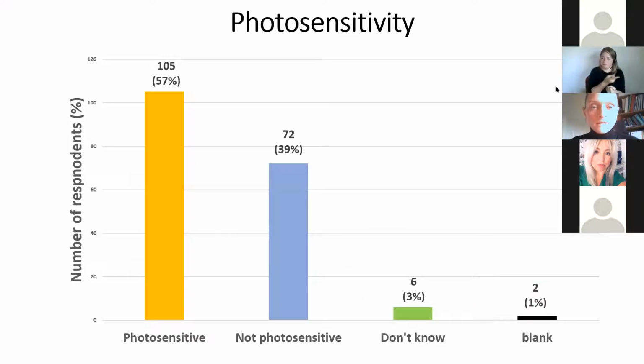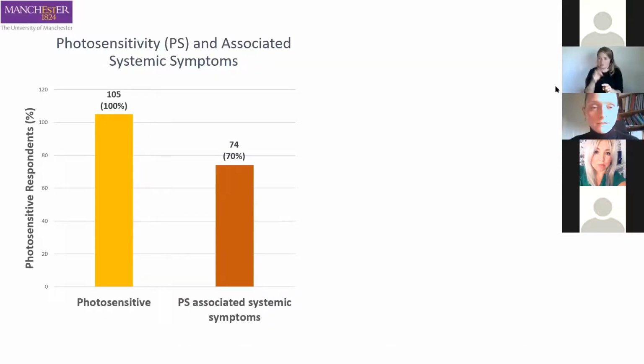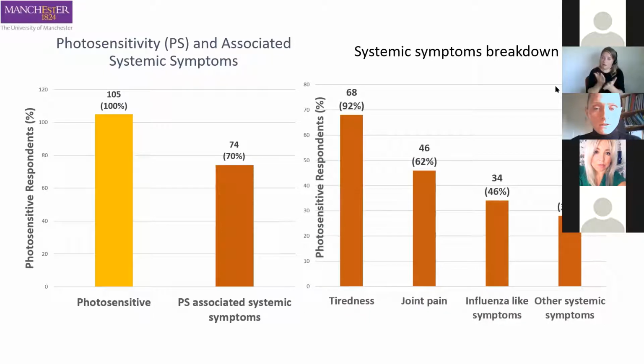We found that 57% of all patients were photosensitive across all connective tissue disease subtypes, and 39% were not. 3% simply didn't know, and 1% left that section blank. Of those who were photosensitive, that's 105, 70% described associated systemic symptoms.